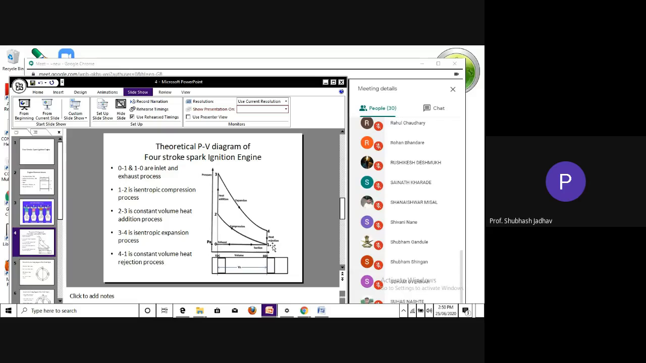Why? The closed cycle we can analyze. The open cycle is very difficult to analyze. Closed cycle is comparatively easy to analyze. So in order to make it amenable for analysis, we have added one imaginary process 4 to 1. That is the answer.